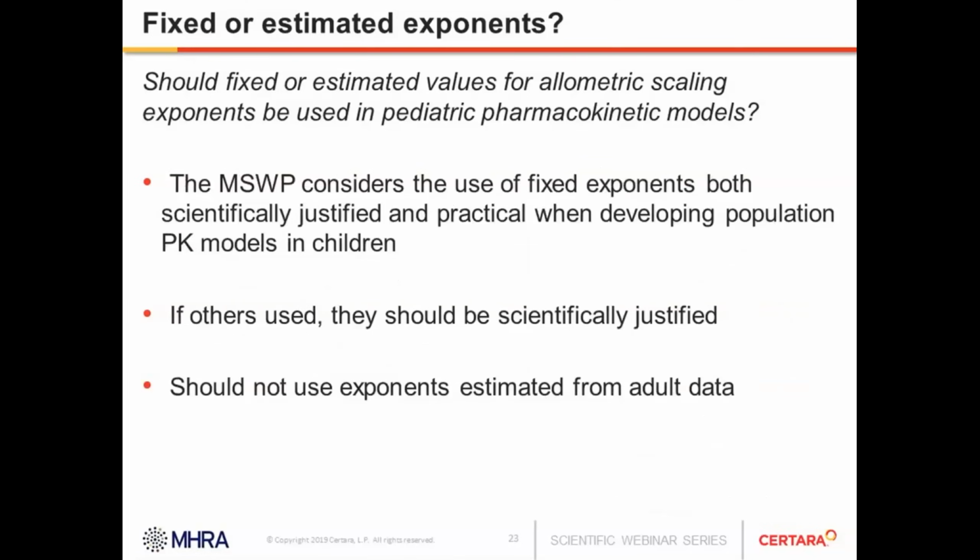However, what the Modelling and Simulation Working Party have is essentially a preference to use fixed exponents, because we know that these are scientifically justified and practical when developing population PK models in children. However, we're not closing the door on others, but we do say that if they are used, then they should be scientifically justified. And the preference is, though, that if exponents are estimated from adults' data, then these should not be used.